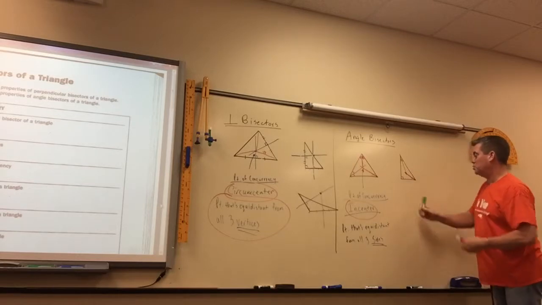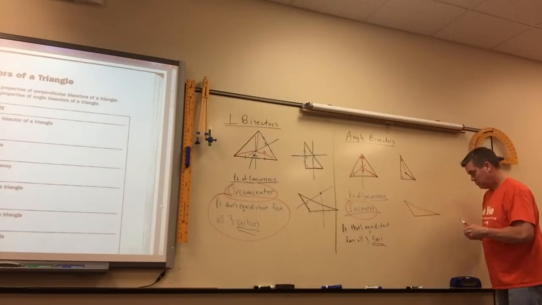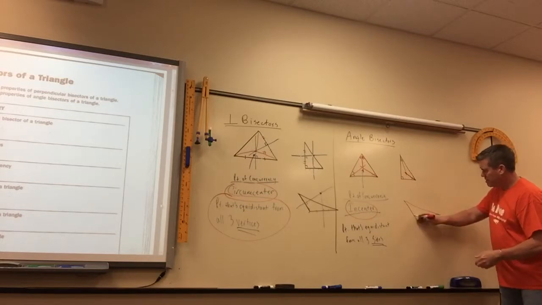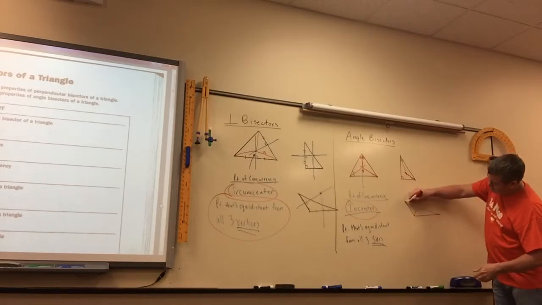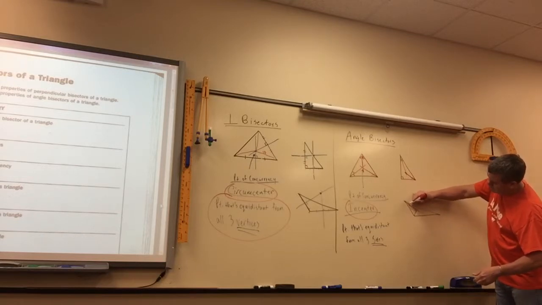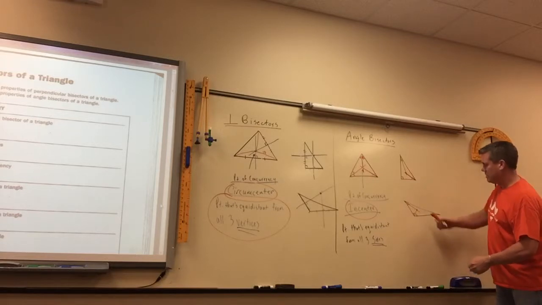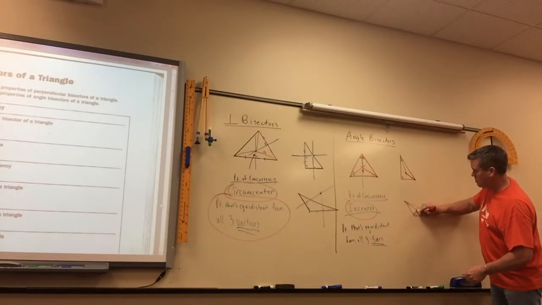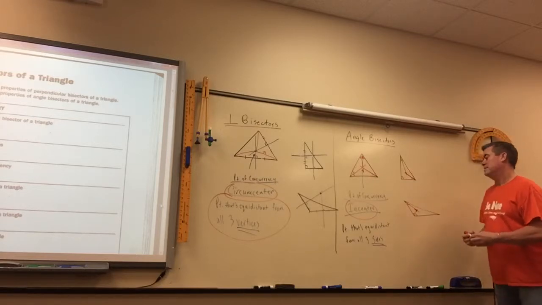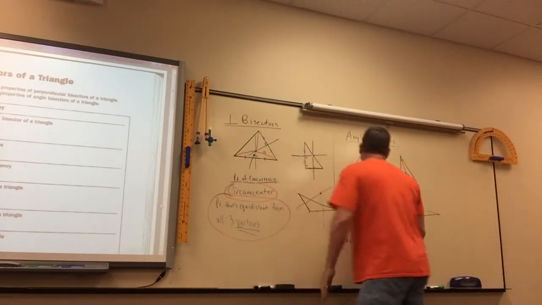Same thing on an obtuse triangle. If I bisect this one and bisect, that's not right, there, it would be right there. That's not a very good one. It should be more like right about there.